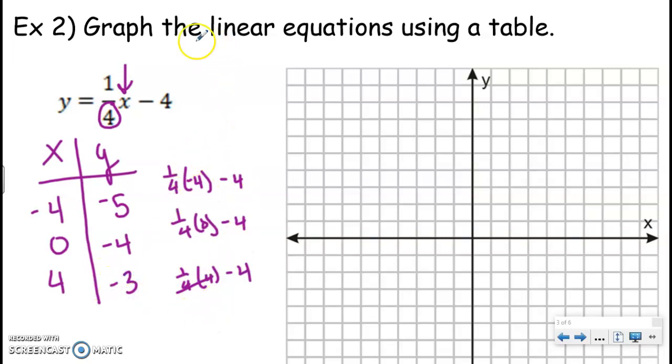If you're not sure how to type this in your calculator, you're going to do 1 divided by 4 times -4, and then minus 4. You should get the same answer I got. Okay, switch out that -4 to a 0, and then to a +4, and that should help you out.